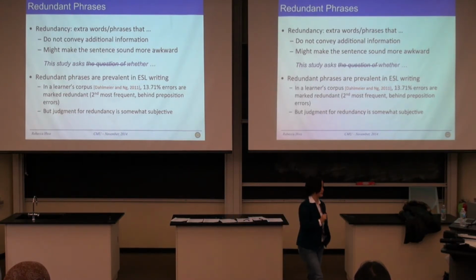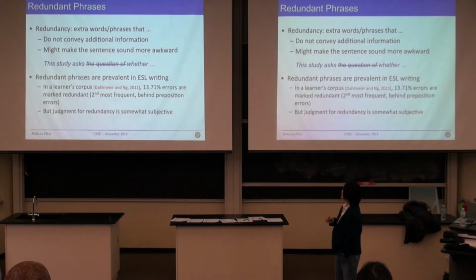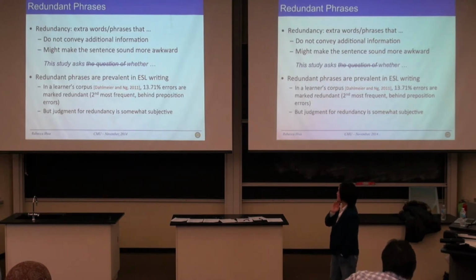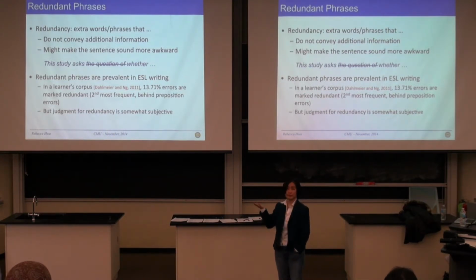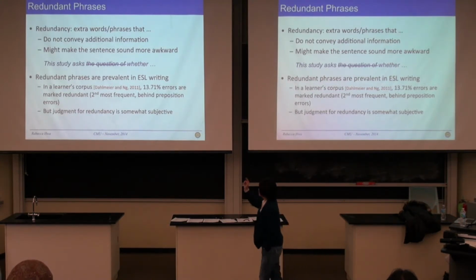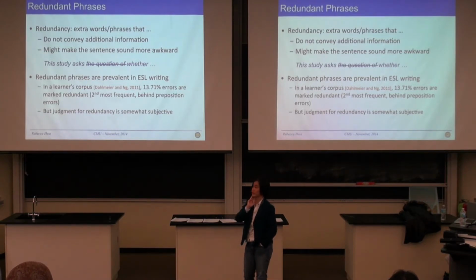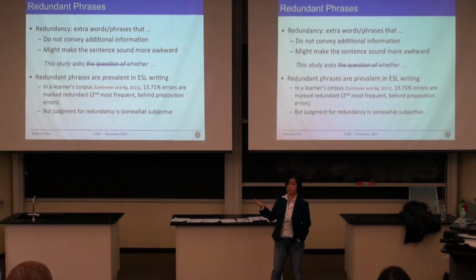And this is especially prevalent in non-native English learners. By an estimate, in this particular learner's corpus, a different one than the one we talked about in the first half of the course, a corpus of Singaporean university level students called the NOVEL corpus, which I'll reference a couple times, largely used within the grammar error correction community, 13.71% of the errors are redundant extra words. And this is the second most frequent mistake, right behind preposition errors.